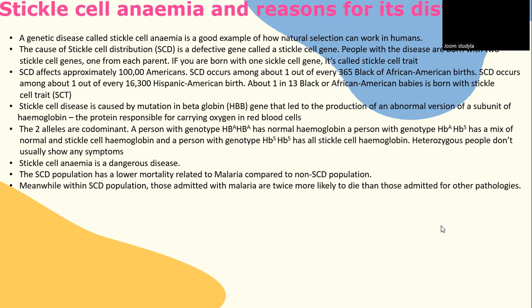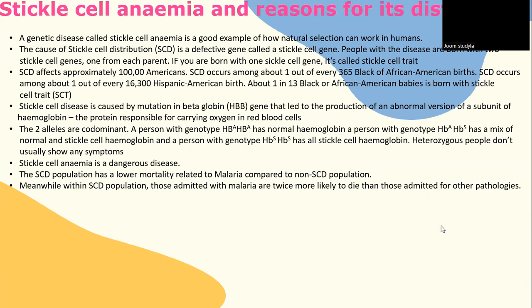SCD affects approximately 100,000 Americans. SCD occurs among about 1 out of every 365 Black or African American births. SCD occurs among about 1 out of every 16,300 Hispanic American births. About 1 in 13 Black or African American babies is born with sickle cell trait.